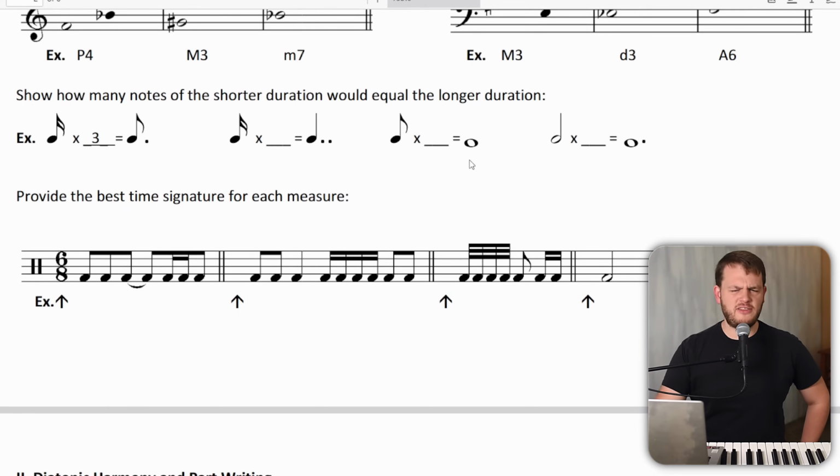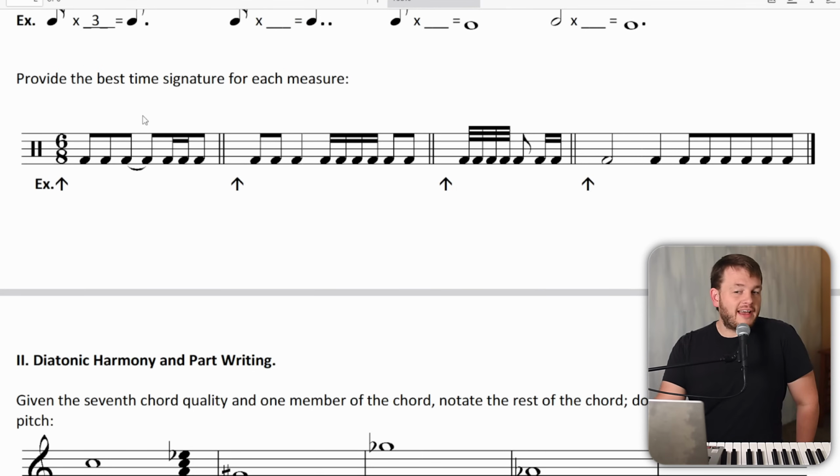So 8th notes and a whole note, that's not too tricky, just literally 8, because 8 eighth notes equals 1 whole note. And then how many half notes are in a dotted whole note? So again, the dot adds 50%. So you have a whole note is 4 beats, if you want to think in this system, at 50%, that would be 6. So 3 half notes equals 1 dotted whole note.